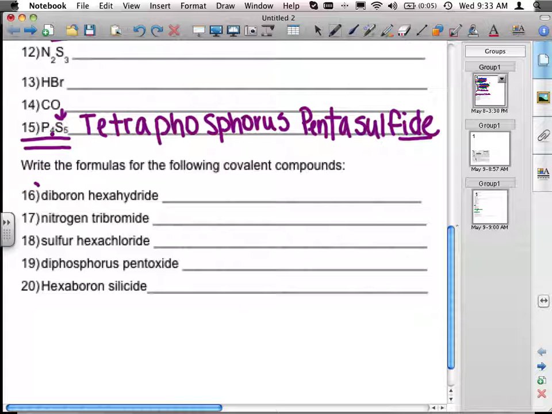Okay, moving on to the bottom section where we're actually writing the formulas for these. We do not need to do balance equations. These are much easier. You just need to have the right prefixes. The first element is boron, prefix di means 2. Second element, hydrogen, hexa means 6. Another example, I'll do number 19. Phosphorus is P, di 2. Pentaoxide, oxygen is O, penta is 5.